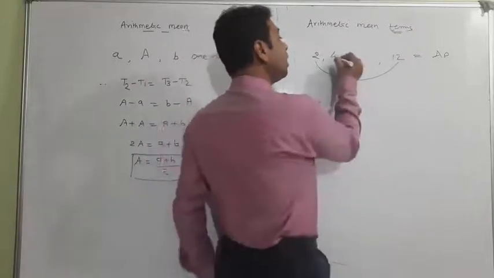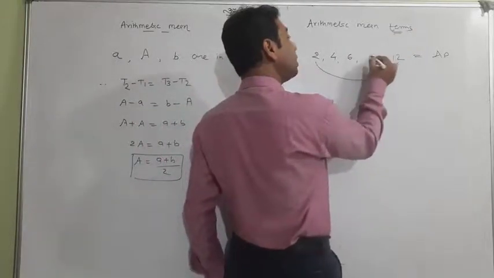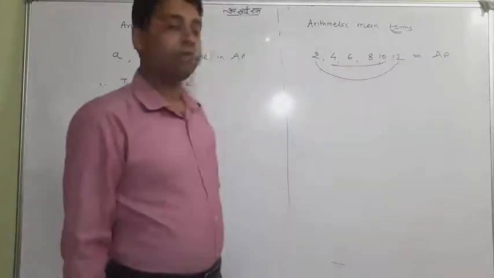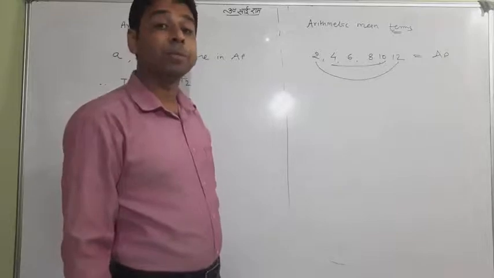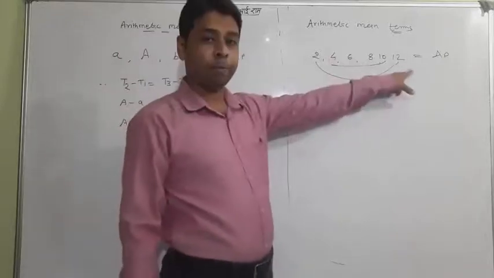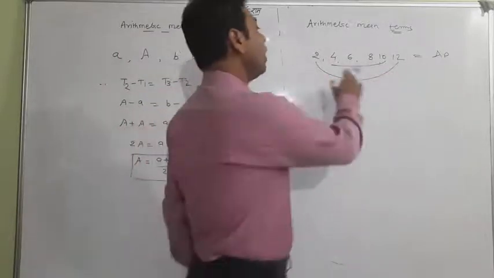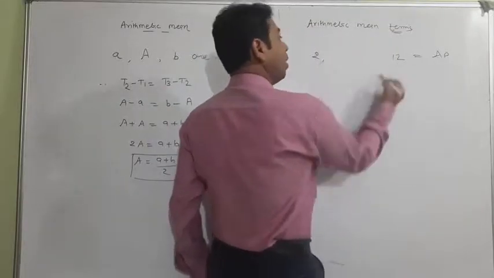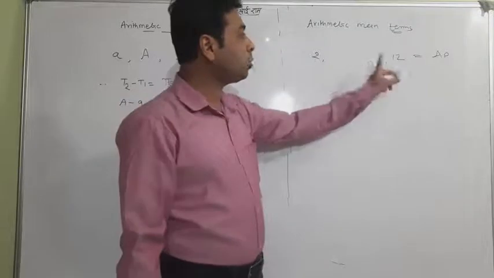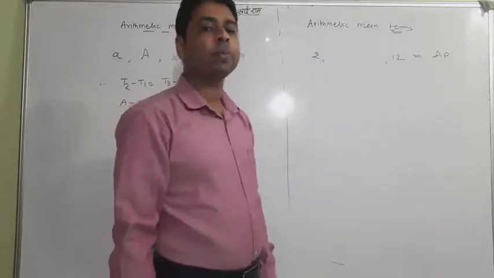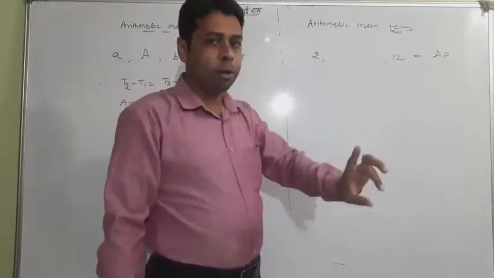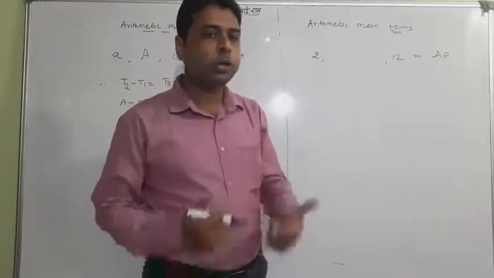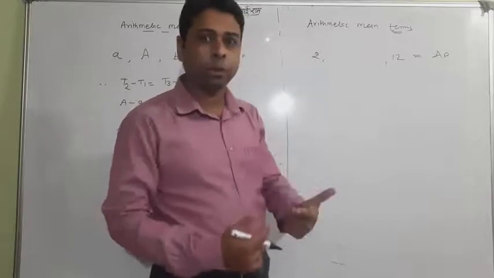So 2, then 4, 6, 8, and 10. These 4, 6, 8, 10 are called arithmetic mean terms between 2 and 12. So if I ask you how many mean terms between 2 and 12, one will reply, sir, 4. No, it is wrong. Actually, this number can vary according to the situation, according to the question.